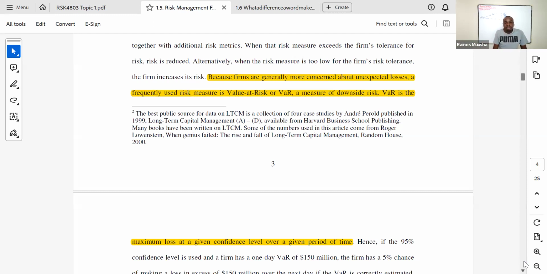Now, when it comes to value at risk, for RSK4803, just know what value at risk is and what it measures. The actual calculation of the value at risk we don't worry about for RSK4803. We are going to look at it in more detail when it comes to market risk, which is RSK4805. That's when we look at how you calculate the value at risk and how you measure the overall risk exposure, given a confidence level.